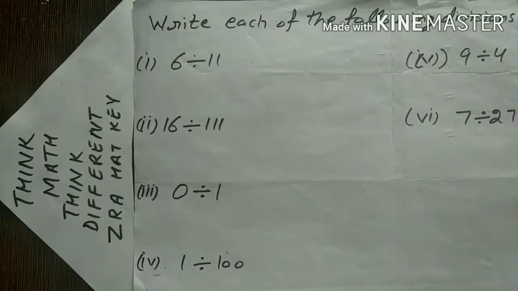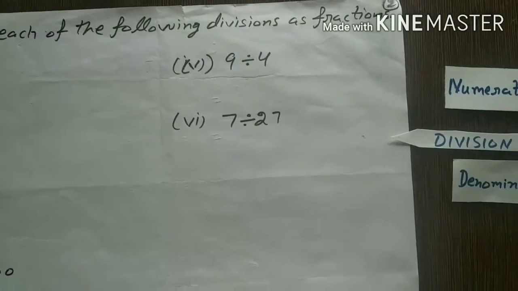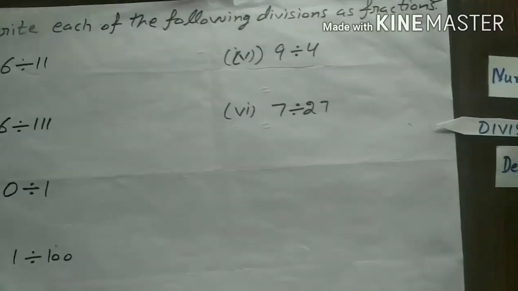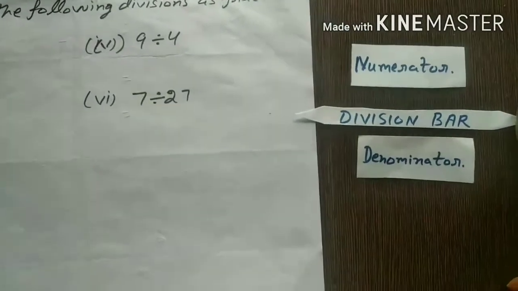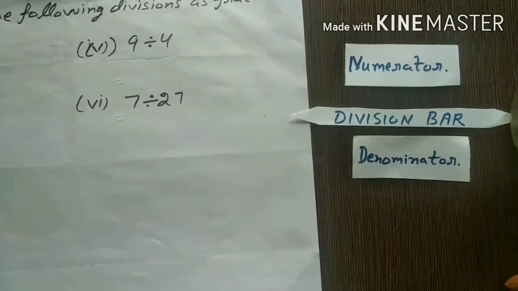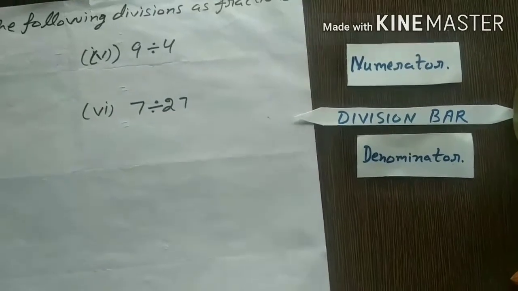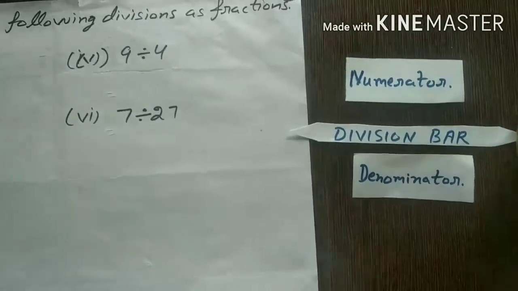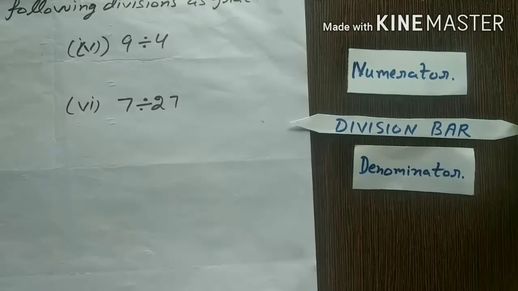Good morning student, this is Shailesh Kumar and now we are on channel Think Math, Think Different, Zara Hatke, and in this video we are going to solve the sum where the division form is given and we have to write that division form into fractions. Now student, you know what the fraction is. Fraction is the form where the division bar, numerator and denominator are there, as you can see in the picture. Now we come to our question.